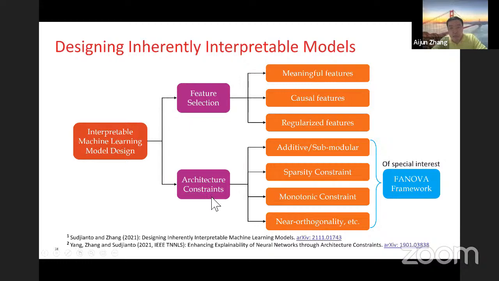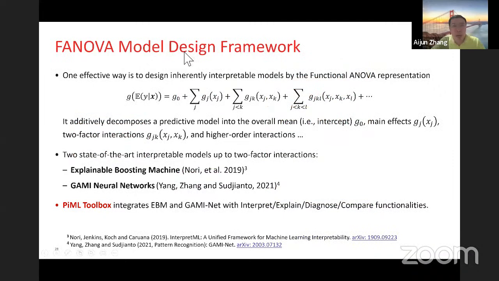FANOVA strongly uses additive constraints, but in a hierarchical way. The FANOVA model design framework decomposes a multivariate function. Suppose it is a very complicated function, like the true response. We want to decompose it into different components, say G0, which is an intercept, a scalar, and each individual variable's marginal effects, the so-called main effects, then two-factor interactions, and so on and so forth. But for better interpretation, sometimes we just stop at the two-factor interactions.